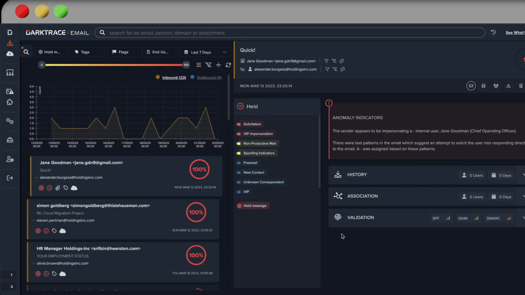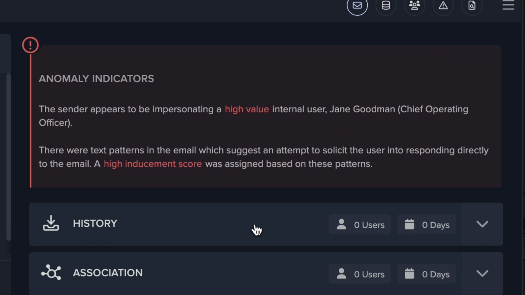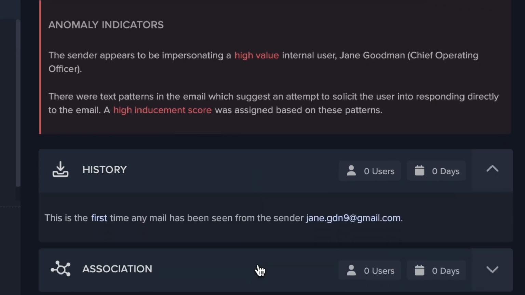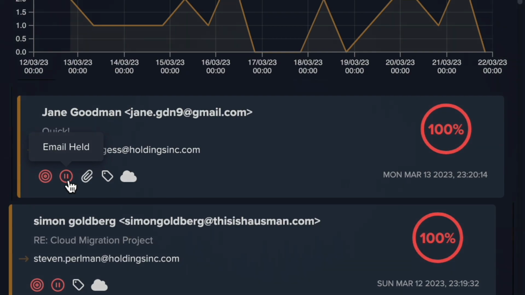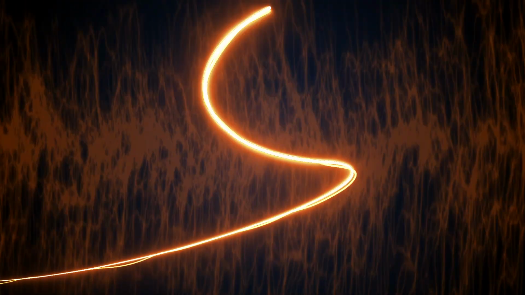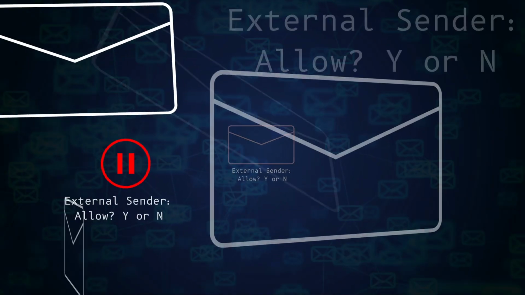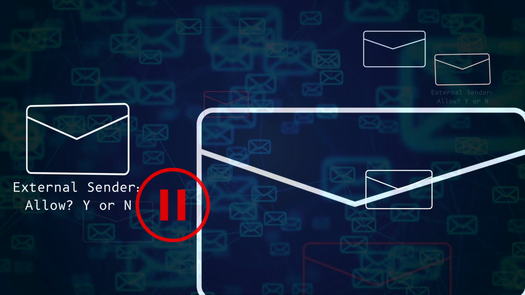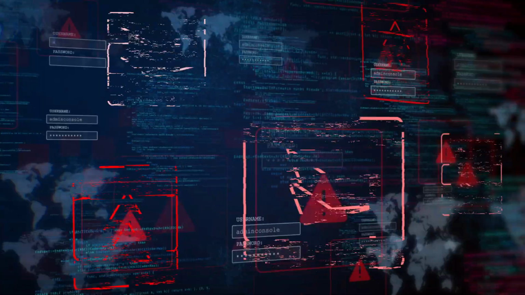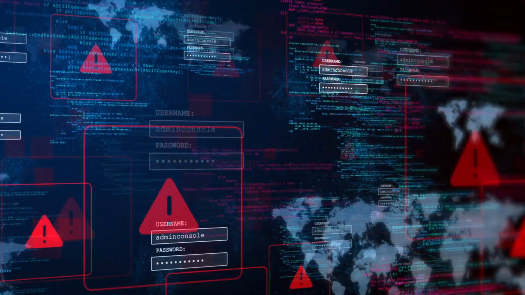If Darktrace email had been in autonomous response mode, it would have recognized these emails as suspicious and stopped them before they reached employee inboxes. However, during the trial, Darktrace email was set to require confirmation before taking action. While the security team manually held some of the emails, others got through and over 40 employees opened them.